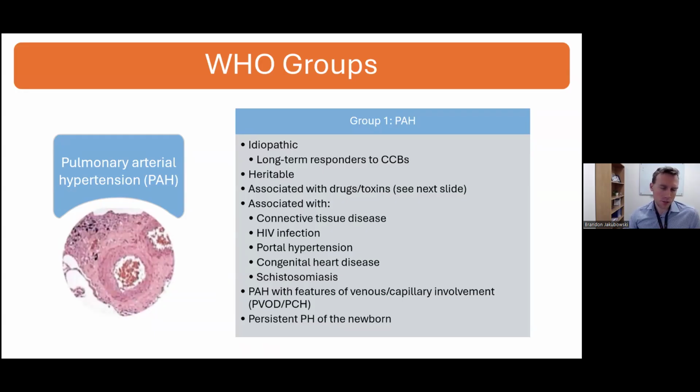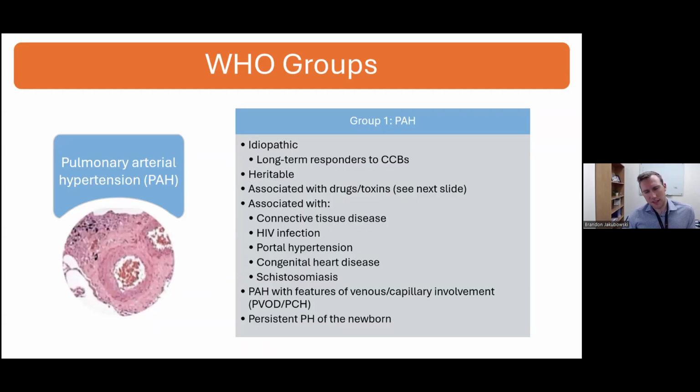And the associated conditions are primarily connective tissue diseases. These are things like scleroderma, lupus, dermatomyositis, polymyositis. We see patients that have HIV infection that have pulmonary hypertension, or portal hypertension leading to portopulmonary hypertension, as well as congenital heart disease.